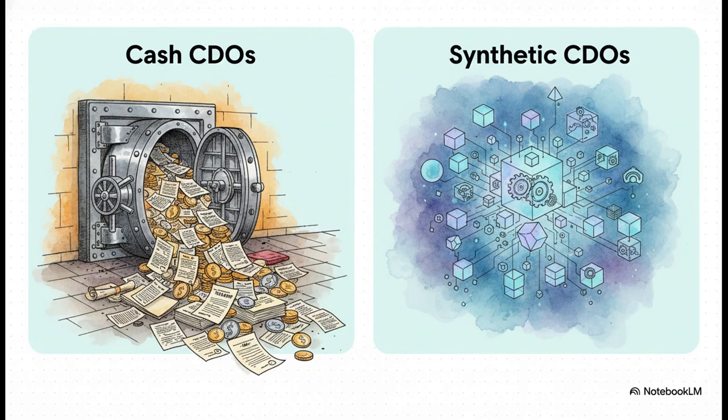You've really got to keep the distinction shown here in mind. Cash CDOs are backed by a physical pool of actual tangible loans or bonds. Synthetic CDOs, on the other hand, are basically derivatives of derivatives. They're built entirely from credit default swaps on underlying indexes. It's the exact same math, but a completely different physical reality backing the trade.